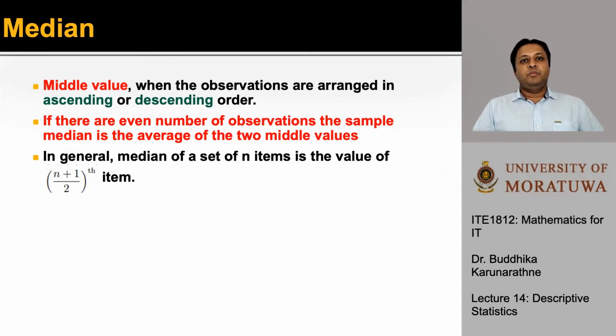Okay, so with that, we move on to the next concept, the next measure of central tendency, which is the median. It is identified as the middle value when the observations are arranged in an ascending or a descending order. So you have to arrange the values, and the mid value is taken to be the median. But if there is an even number of observations, there would be a slight problem. In this case, the sample median is the average of the two middle values. That only happens when the observations are even in number, which can happen in real scenarios. In general, the median of a set of n items is the value of the n plus 1 over 2 item. We'll take examples later on.